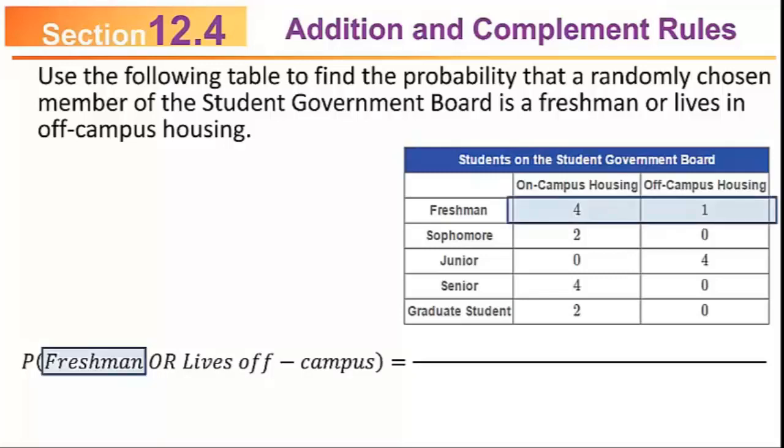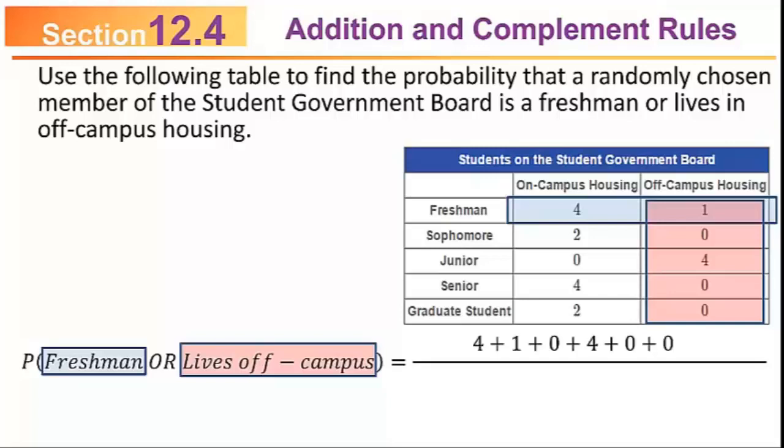There are 5 freshmen and there are 5 students who live off campus. So we want to know the probability of being a freshman or living off campus. You can't just say 5 plus 5 because there's one person who overlaps. There's one person who is a freshman but also lives off campus. So when you count the number of freshmen or students living off campus, you have to say 4 plus 1 plus 4.